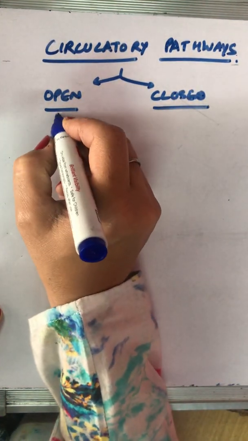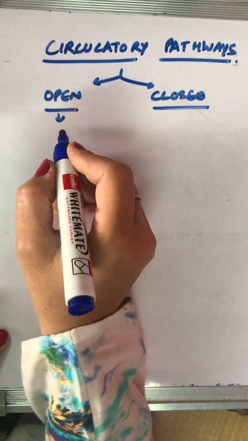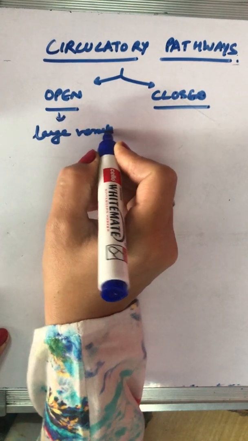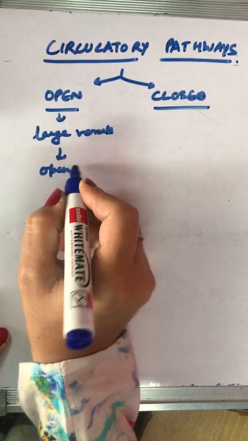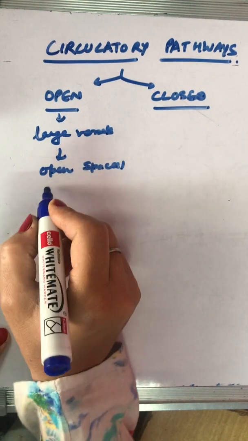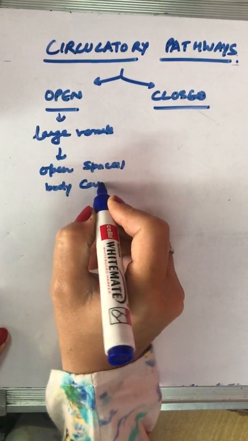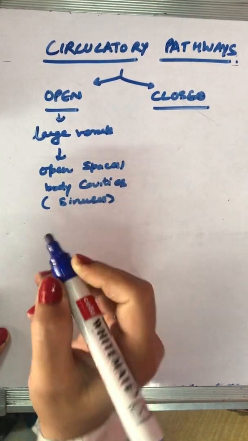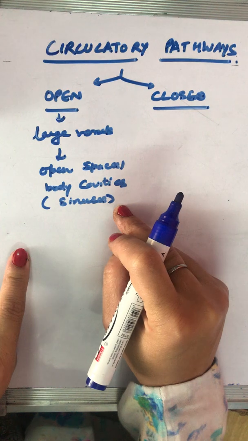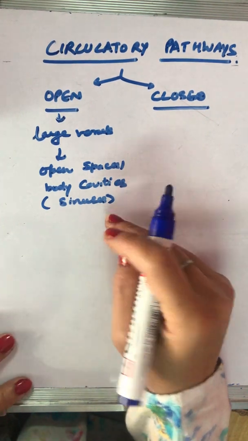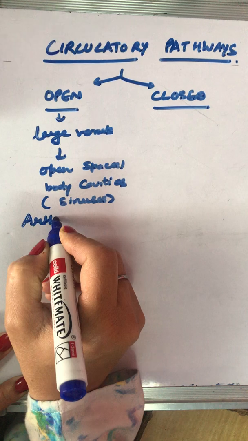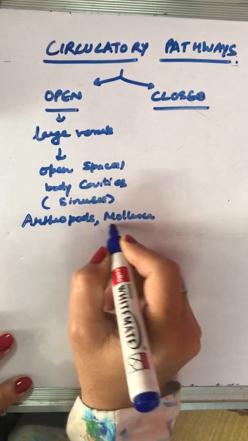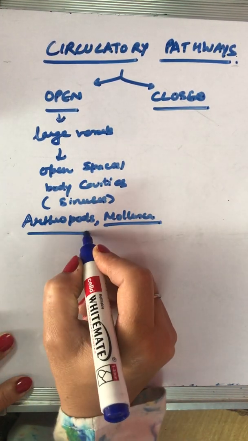When we say open, it means the blood is pumped by the heart, passes through the large vessels into open spaces or the body cavities. These are known as sinuses. There is no regular network system. This type of system is present in arthropods and mollusks, the shelled animals, and the insecta group.